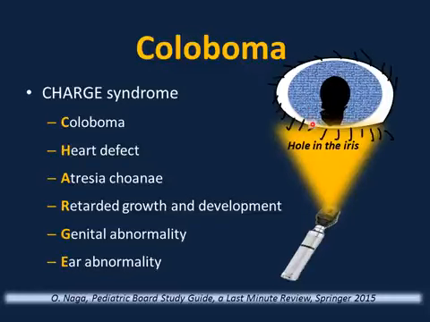This can be non-syndromic or syndromic if it's associated with other anomalies, like CHARGE syndrome. CHARGE syndrome associations: coloboma, heart defect, choanal atresia, which is complete blockage of nasal passages, can be unilateral or bilateral, retarded growth, developmental delay, learning disabilities, genital abnormalities, for example micropenis, undescended testes, and ear abnormalities, middle and inner ear abnormalities.